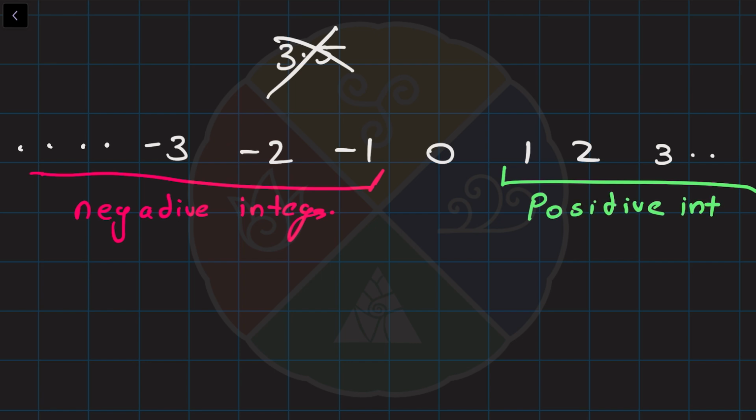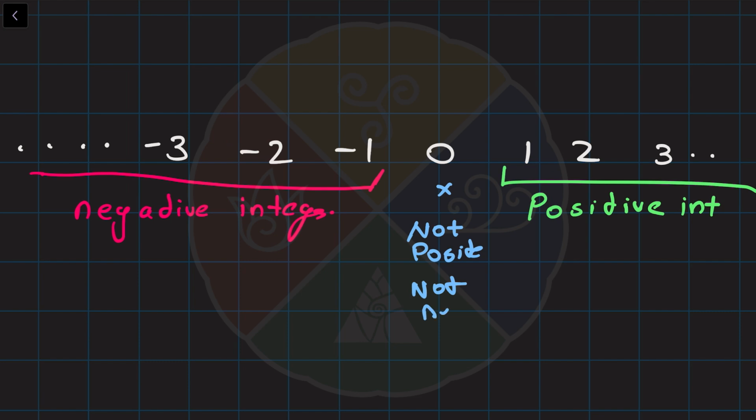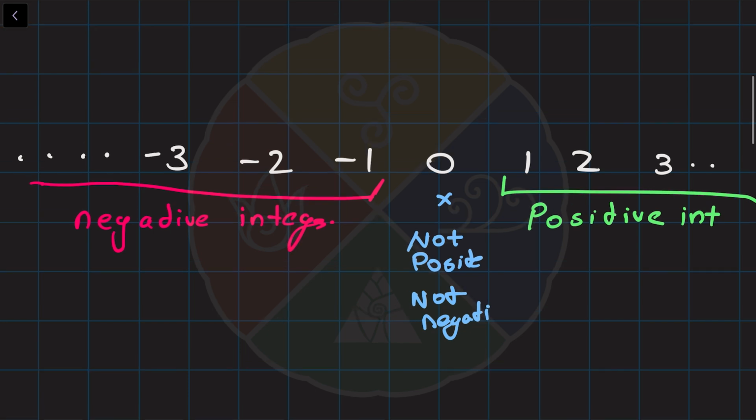Now if you look at 0, it is not positive and it is also not negative. It is neither positive nor negative, because negative and positive are like direction. If you are already at the place, then we cannot say any direction.